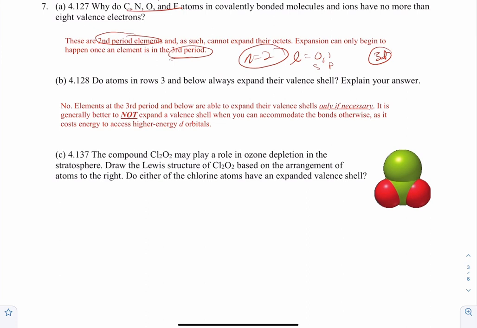Why? Because it costs energy, okay? D orbitals are in higher energy orbitals, right? They're in a higher energy subshell. And so if we really need them, we'll access them, but it does cost energy. And so they're not always going to do it, only if necessary. If it can accommodate all the bonds, otherwise it's not going to expand it, okay? So the answer is no for that one.